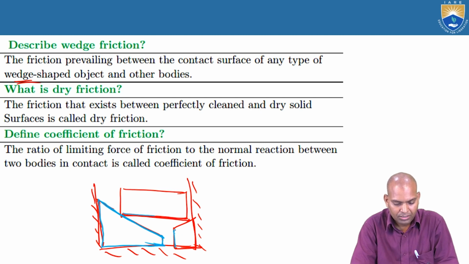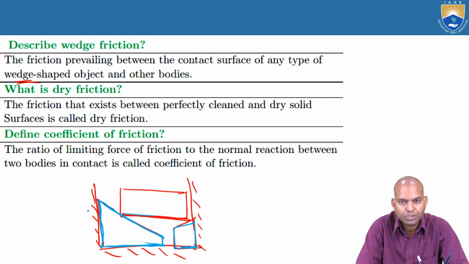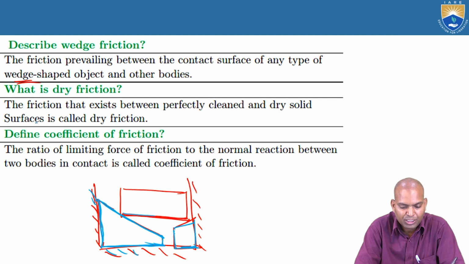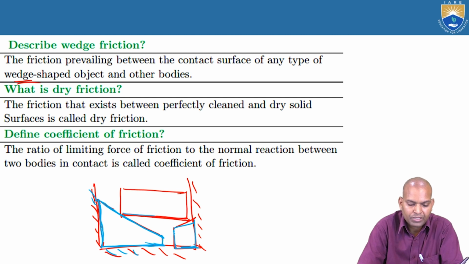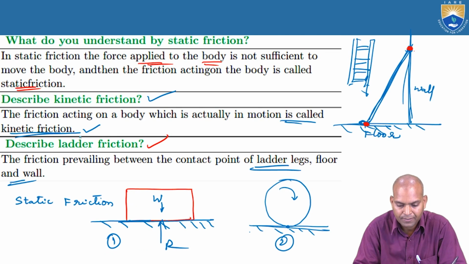And this is also another wedge. This is a wedge-shaped body. So the friction prevailing between the wedge-shaped objects and the surfaces, the vertical and horizontal surfaces, is known as the wedge friction. I already explained what dry friction is before, and the coefficient of friction also. The coefficient of friction is the ratio of the limiting force of friction to the normal reaction between the two bodies in contact.